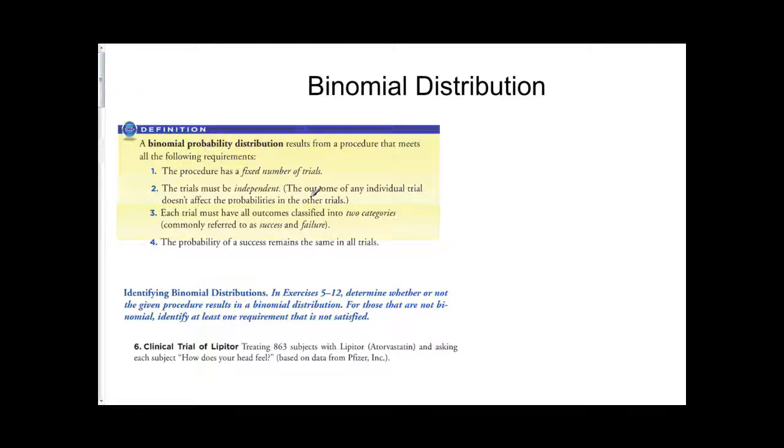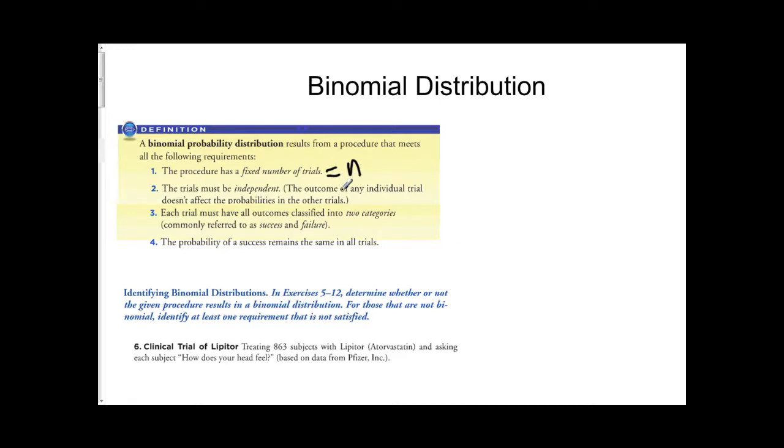Take a look at the binomial distribution. Now, a binomial distribution results from a procedure that meets all of the following requirements. The procedure must have a fixed number of trials, and we're going to call that fixed number of trials n.